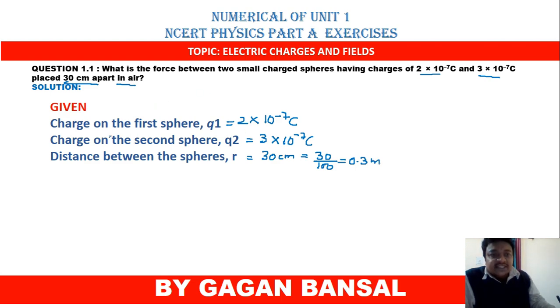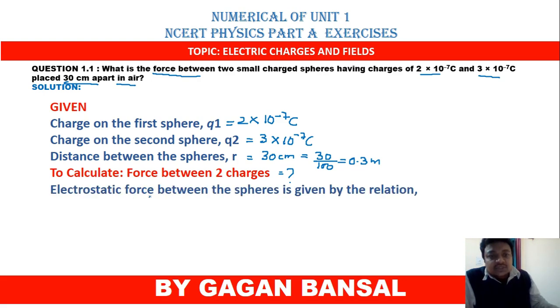So in the question, the charge on the first sphere, Q1, is given, Q2 is given, and r is given. What we need to find is the electrostatic force between two small charged spheres, and these two are positive, as you can see here. So to calculate the force between two charges, the electrostatic force between the spheres is given by the relation.